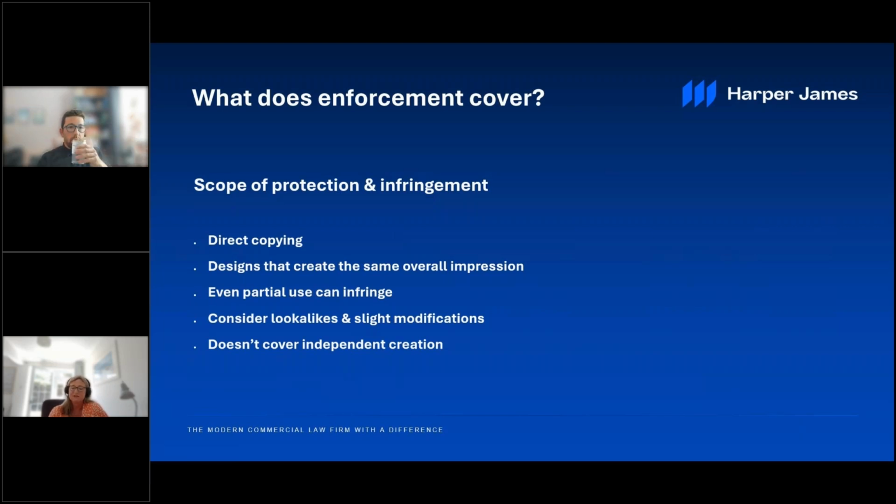And using part of a protected design can also cause problems. But one key point to keep in mind is that with unregistered design rights, independent creation is not an infringement. So if someone comes up with a similar design on their own without copying, that's allowed so far as unregistered design right is concerned.